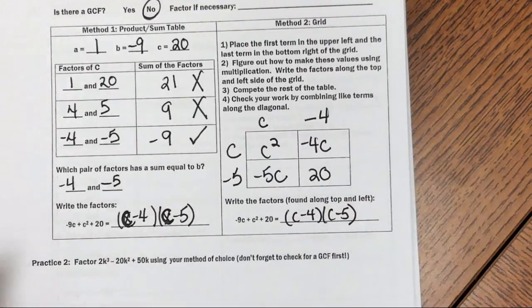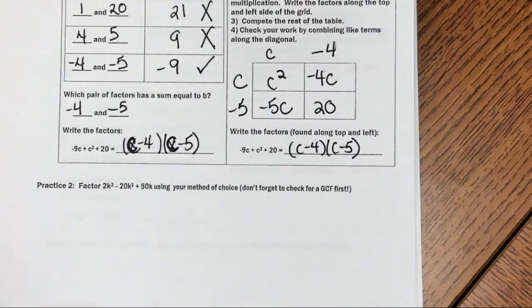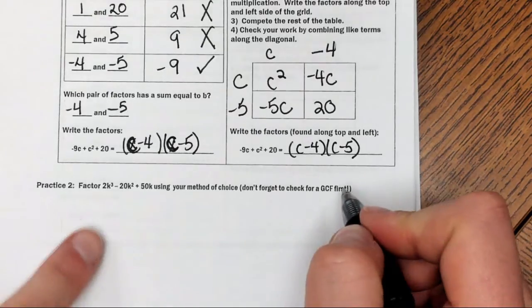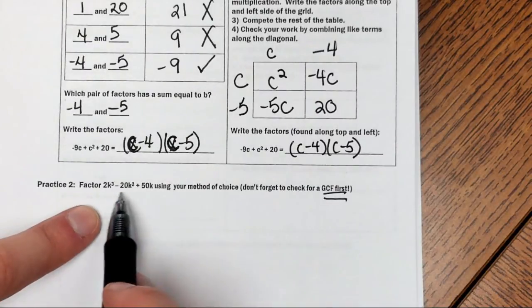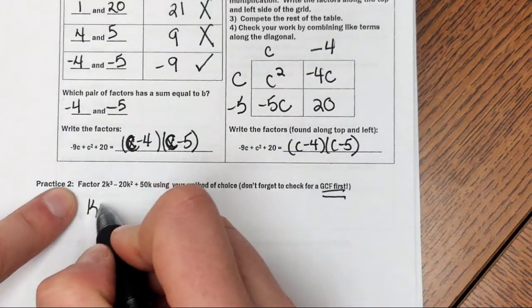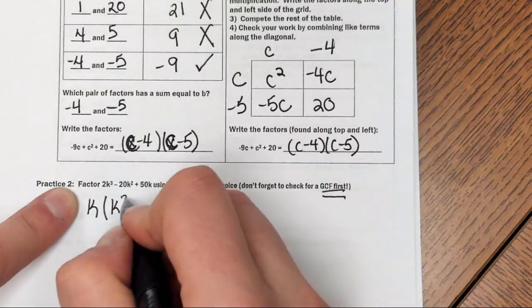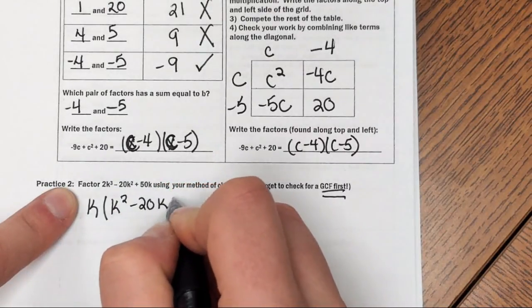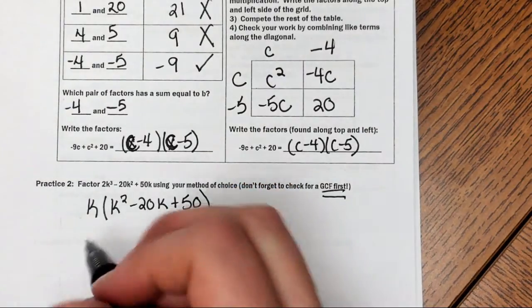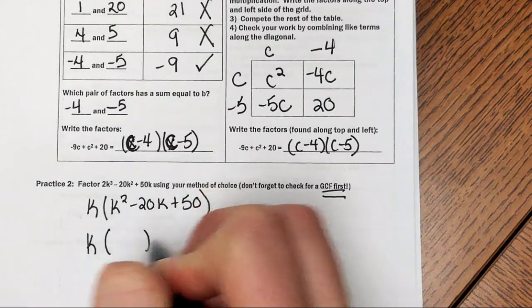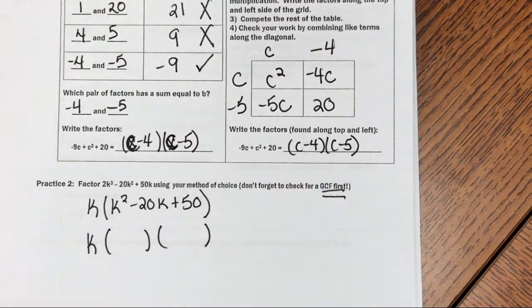All right, we have another practice question. So we want to make sure that we factor 2k to the third minus 20k squared plus 50k. You can use the method of your choice. Give you a hint, though, don't forget there might be a GCF. So if I take a look at all of these terms, in fact there is, we want to pull out that k before you get started. So your final answer, you're going to leave the k in front, and then you should have two binomials. See if you can figure out what those binomials are.